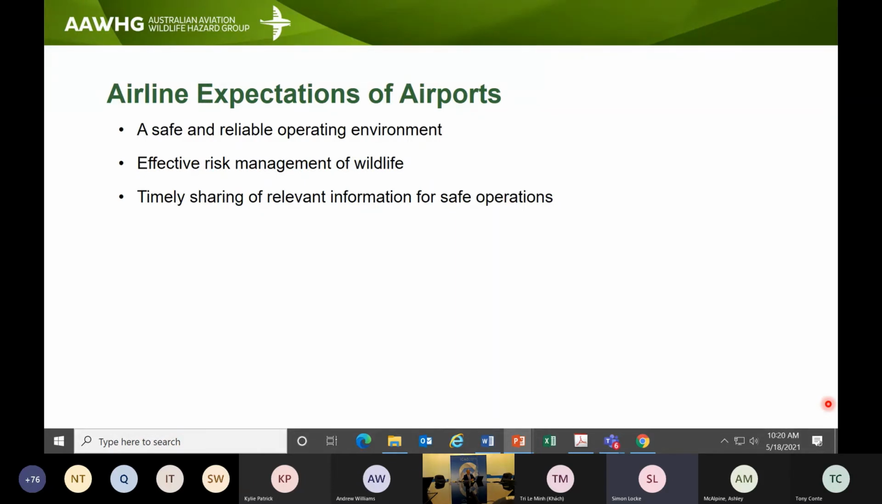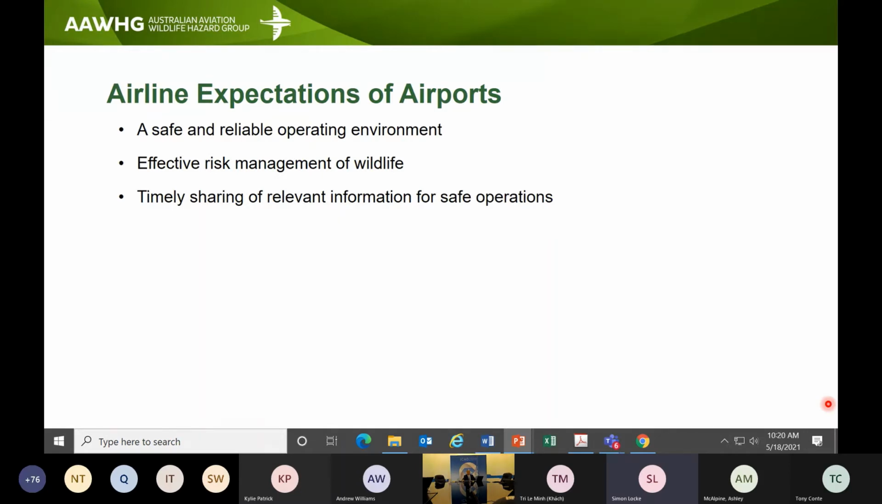So airlines, ultimately, you know, we're a little bit selfish. We think that the management of wildlife is all about us. It's about safety. It's about having a safe environment to operate in. It's about safety for our aircraft, safety for our passengers, and also safety for our equipment. So what do we expect from airports? We're looking for a safe and reliable operating environment where the airport operator has effective risk management in place. As well as that, we're looking for timely sharing of relevant information to maintain those safe operations.